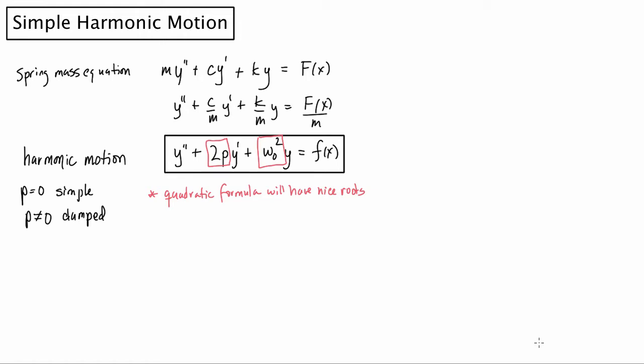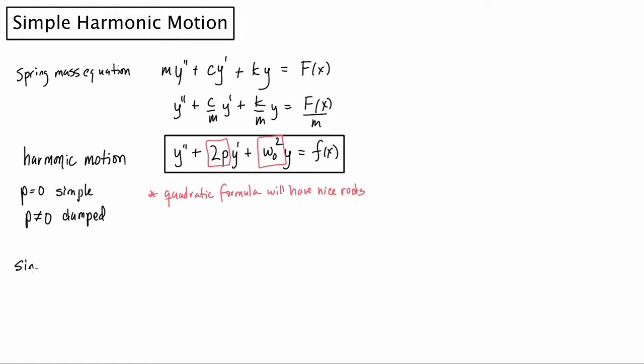C over m is a constant, as well as 2p. K over m is a constant, as well as omega naught squared. So it is a very common practice in differential equations, as it is in all of mathematics, to reshape constants in forms that are the most usable for our purposes. And so we want to look at the simple harmonic motion equation.